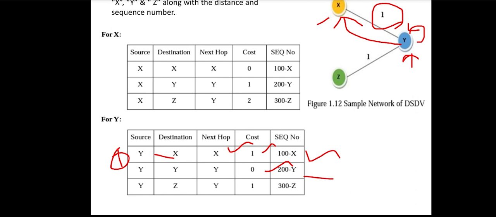The next connection, Y to Z. The source is my Y and the destination is my Z. The next hop will not be Y, the next hop will be Z. The connection is established from Y to Z, and the link cost is the value 1. So we can update the cost as 1, and the sequence number may be any random number.